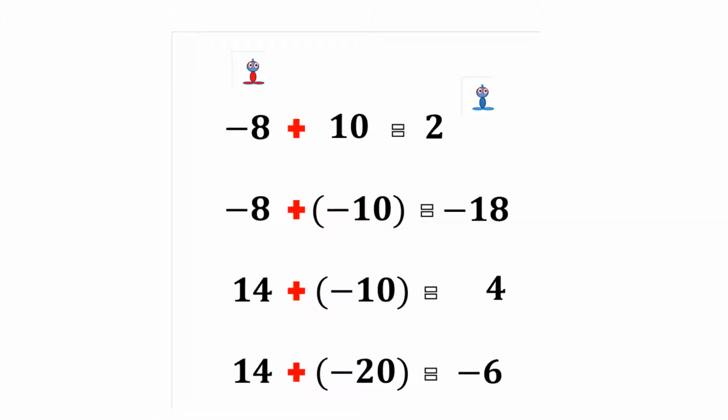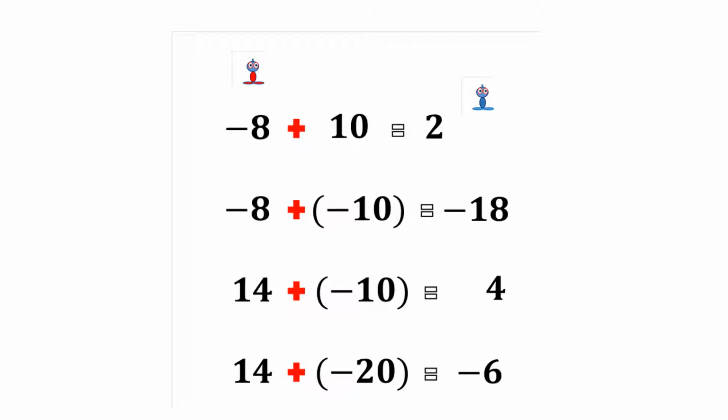Now we come to the mathematical way of determining the sign of an answer when we add positives and negatives. Now we start off with the problem negative 8 plus 10. We focus on the positive parts of the numbers, 8 and 10. 10 is bigger than 8. So therefore, our answer will be positive. And then what we do is take the difference of 10 and 8, and that's the number 2.